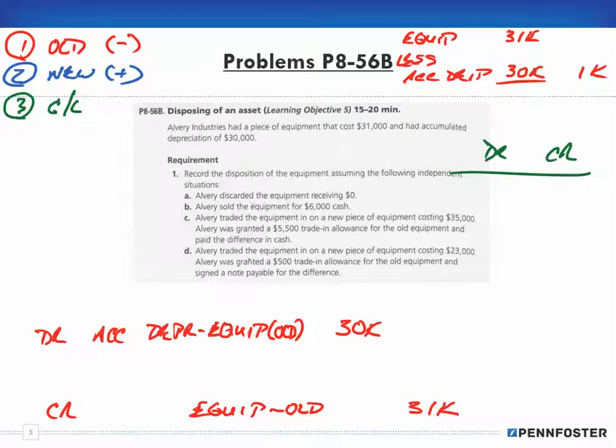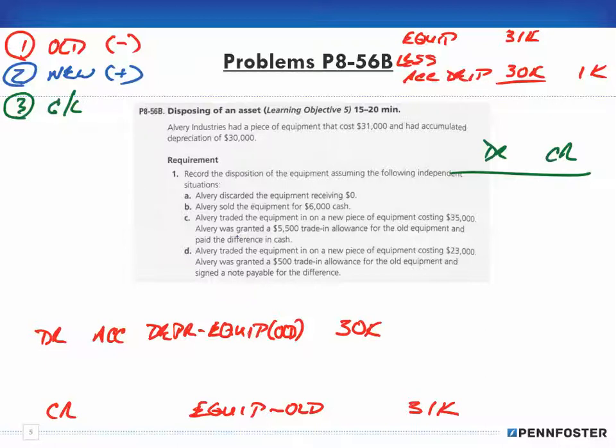D says Avery traded equipment in on a new piece of equipment costing 23,000. Avery was granted a $500 trade-in allowance for the old equipment and signed a note payable for the difference. Okay. All right. So number 1, right, we take off the old. We've already done that. Right. Now number 2 is the new. Right.